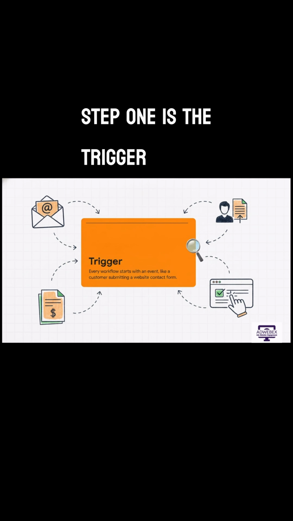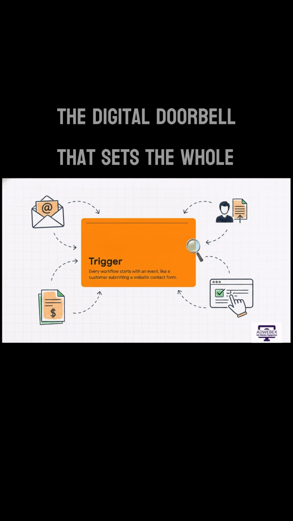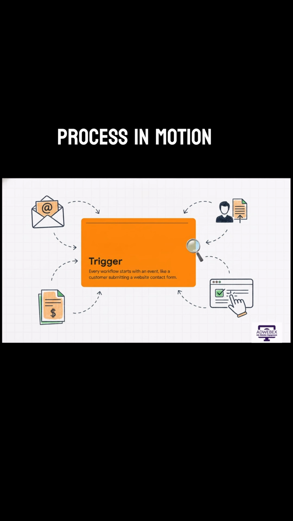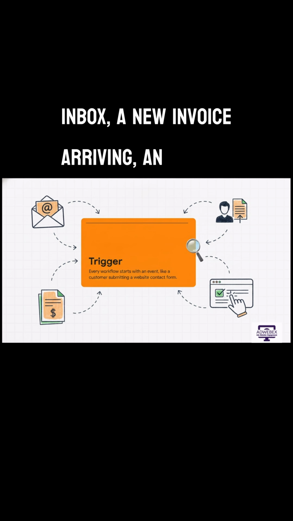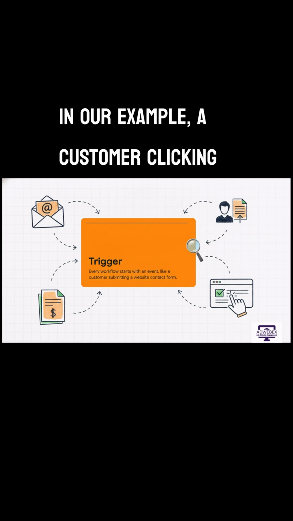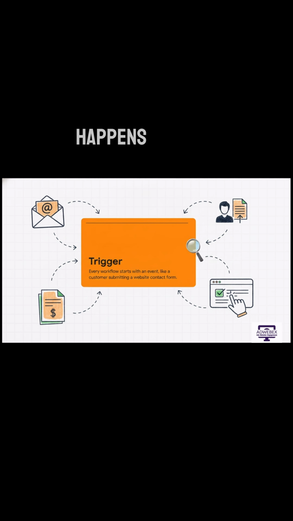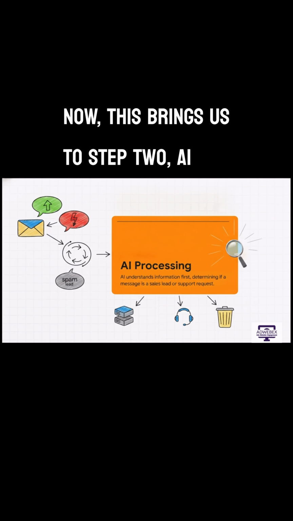Step 1 is the trigger. Every workflow has to begin with a trigger, which is basically the digital doorbell that sets the whole process in motion. This could be an email hitting your inbox, a new invoice arriving, an applicant uploading a resume, or, like in our example, a customer clicking submit on a website form. Without a clear trigger, nothing happens. It's the starting gun.